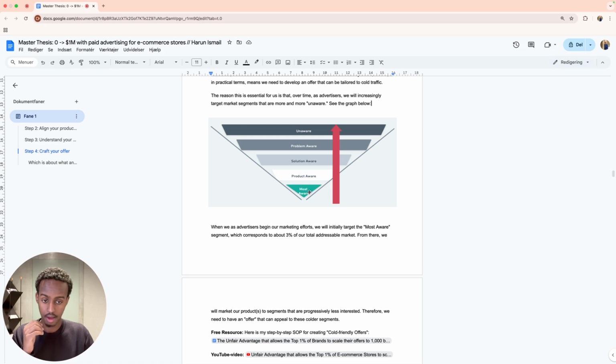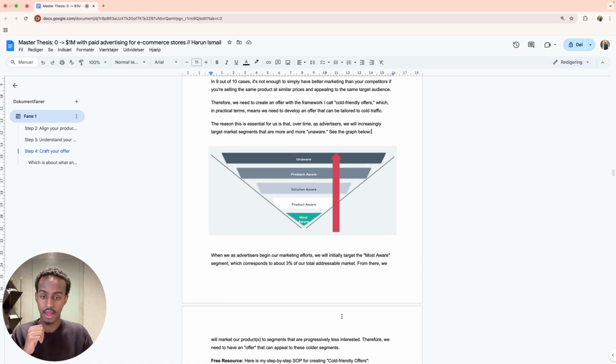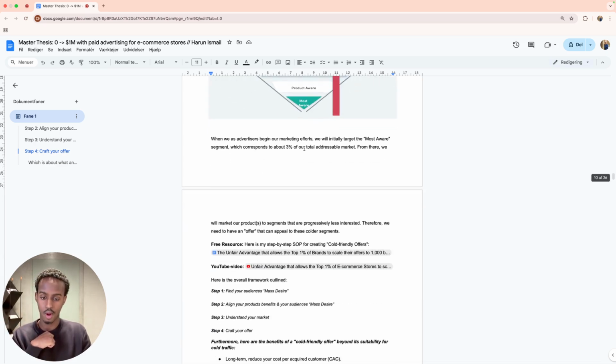So from there, we will essentially market our products to segments that are progressively less interested and aware. Therefore, we need to have an offer that can appeal to those market segments. You have to think of it as penetrating up. When you just start, you're reaching most aware, and then you reach product aware as you progress and scale. So you have to essentially penetrate your advertising efforts up the levels of awareness.